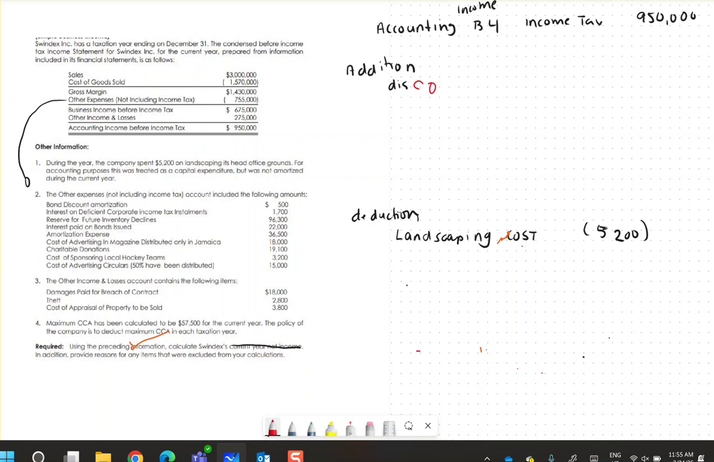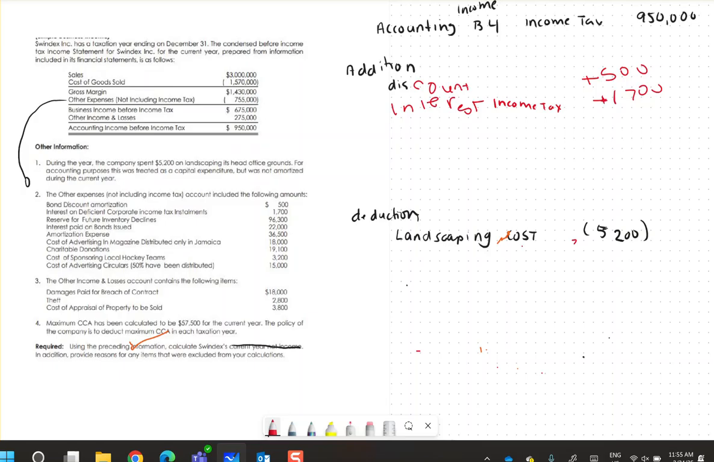So I hope you are able to see the discount amortization. We're going to add the 500. We're going to add the 1700. That is an interest. So this is an interest on income tax penalty, interest on income tax penalty. So we're going to be adding the 1700.